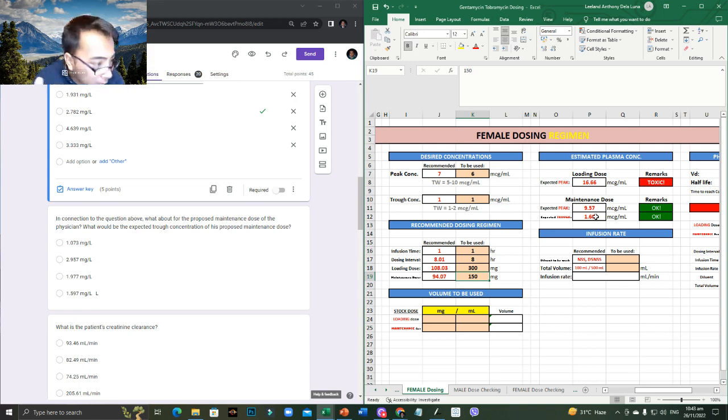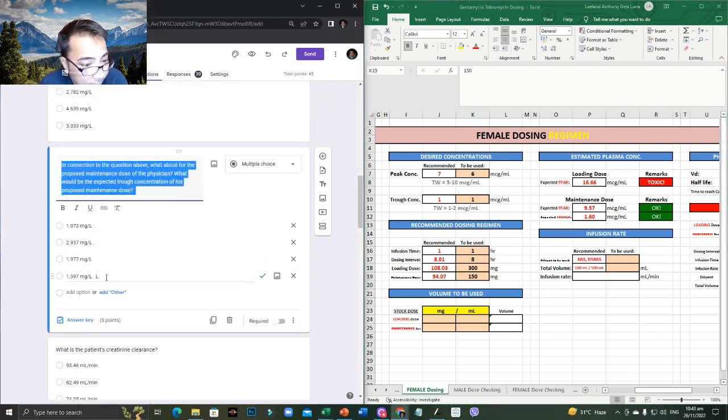Now, remember what the case told us. The case said that we shouldn't go beyond 1.5 as much as possible. Although 1.6 is allowable, for this specific case, we shouldn't go beyond that. Okay, so obviously, class, the maintenance dose given by our physician is no longer acceptable for our patient. But technically, it's still possible, because it's still within the 1 to 2 micrograms per mL trough concentrations. Right? But anyway, class, the expected trough is 1.6, so that will be 1.597 here.